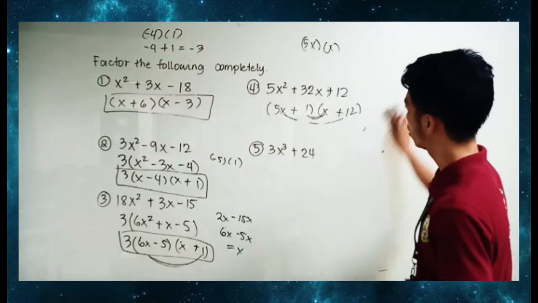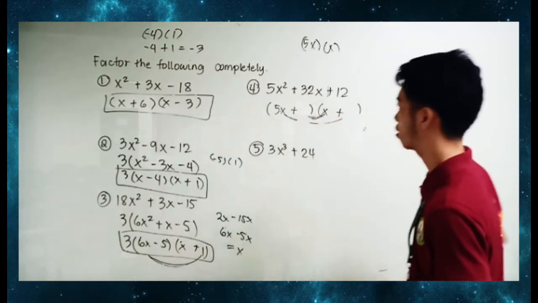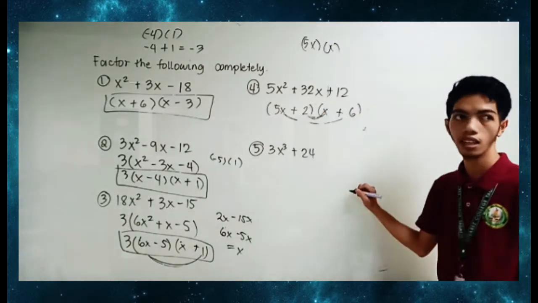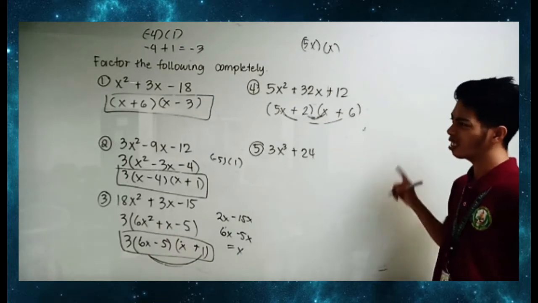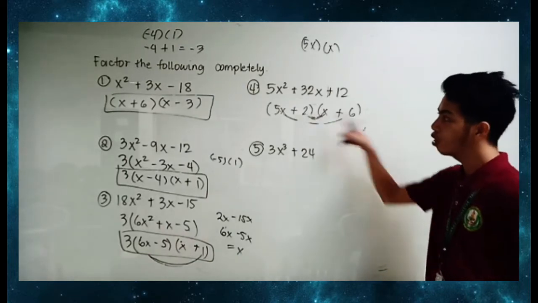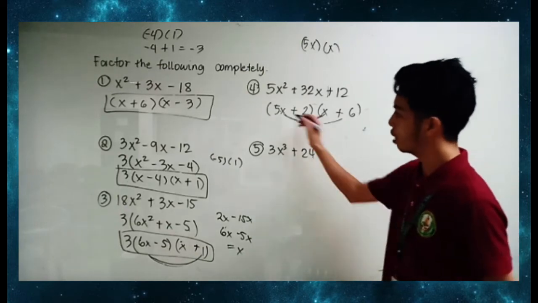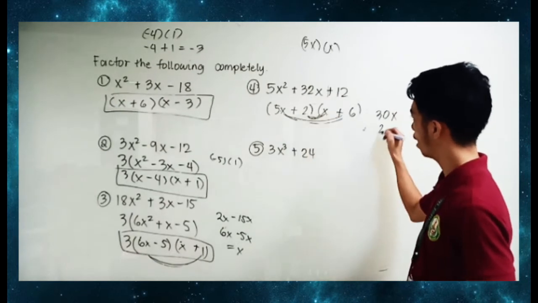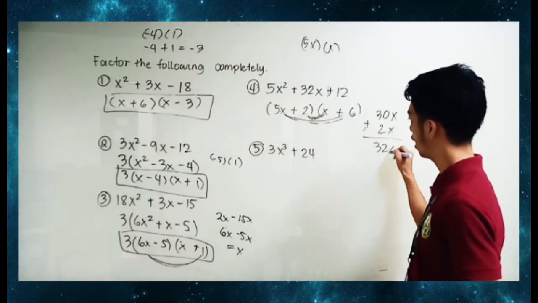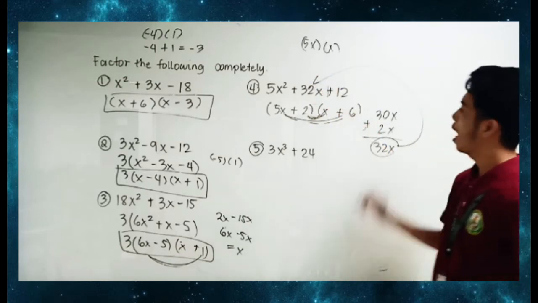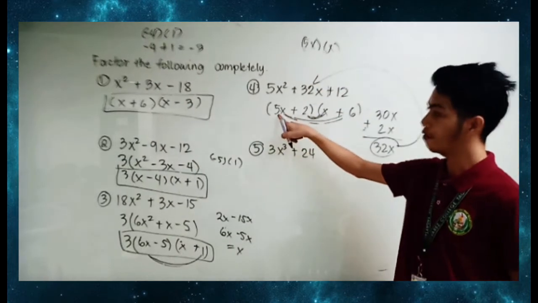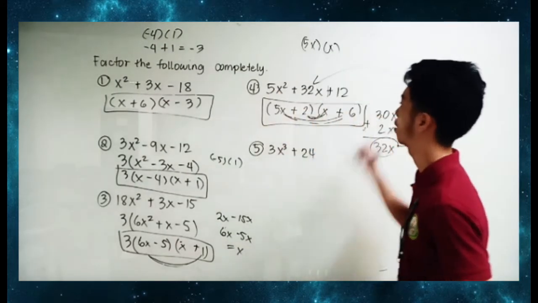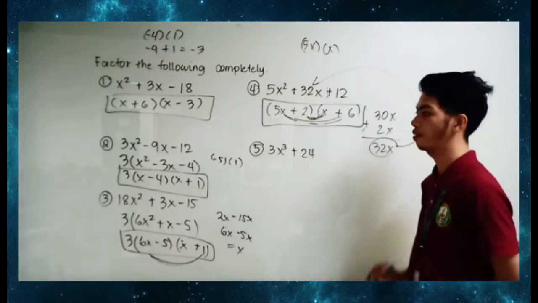Okay, kanina, yung 6 at 2, ulit. Tingnan natin dito ang 2, dito ang 6. Kasi di ba kanina, 6 at 2 ang ginawa natin. Ngayon, 2 at 6 naman. So, kung gagawin natin siya, 5x times 6 is 30x. And 2 times x is 2x. Pag pinag-plus mo, 32x. So, ibig sabihin, ang ating factor ay 5x plus 2 and you have x plus 6. Ito yung factor.